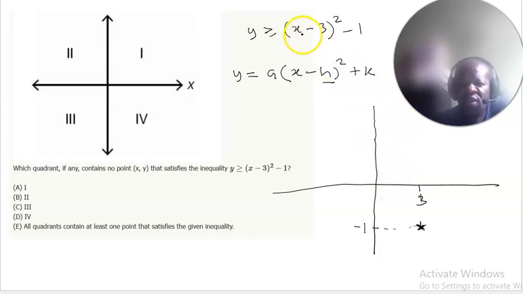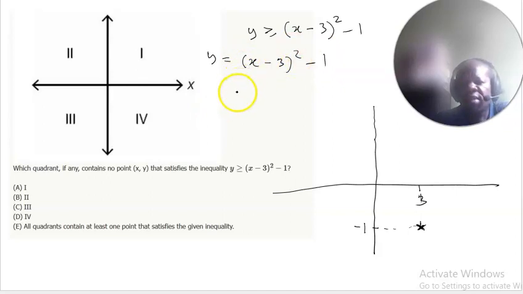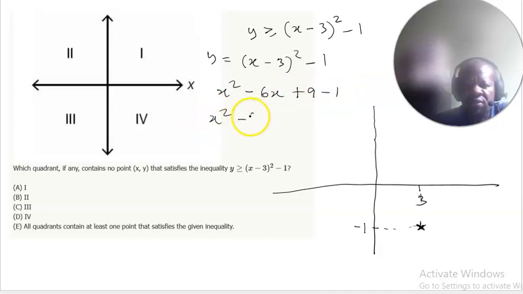Now, in order to do that, we must find the roots of this equation. So, let's say the equation is y equals (x minus 3) squared minus 1. If you expand this, we get x squared minus 6x plus 9 minus 1. So that gives us x squared minus 6x plus 8.